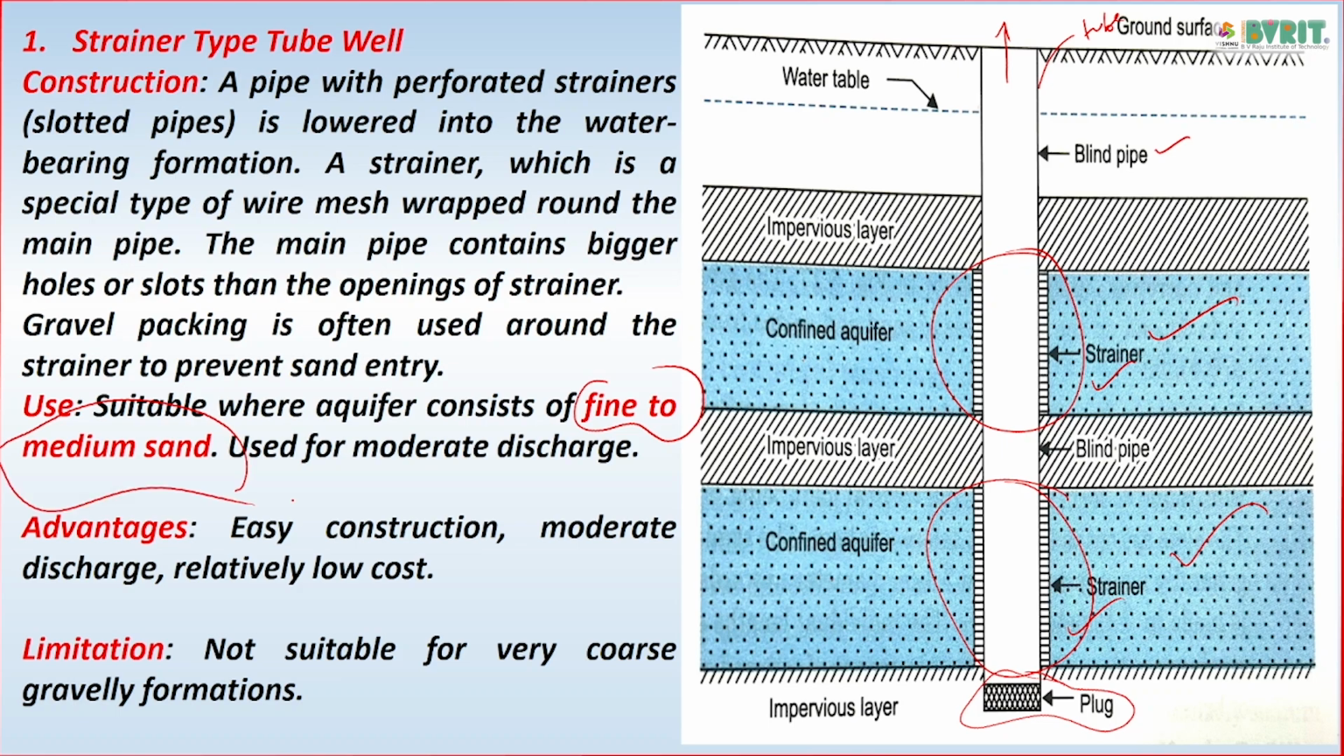Naturally, for fine and medium sands we use this because it is very easy to construct, the discharge is moderate, and the cost is also not much. But it is not suitable for very coarse gravel formations. It is suitable only for fine sand and medium sand. So this is one type of well.